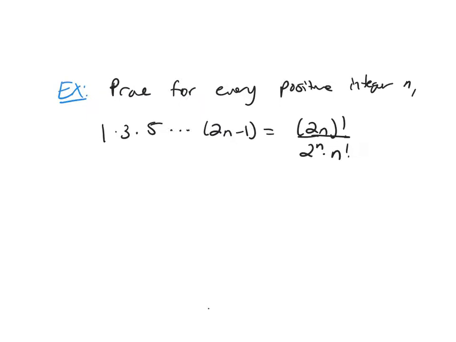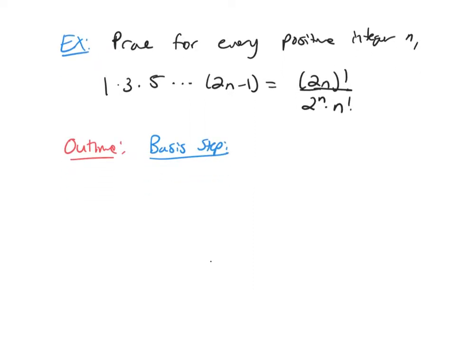All right, so we're going to start with our outline. And we're going to start with our basis step. The smallest n could be is 1. So we're going to start with n equals 1. If I look at n equals 1, then on the left-hand side all I have is 1. On the right-hand side I get 2 factorial over 2 to the first times 1 factorial. This equation is true. So our basis step is done.